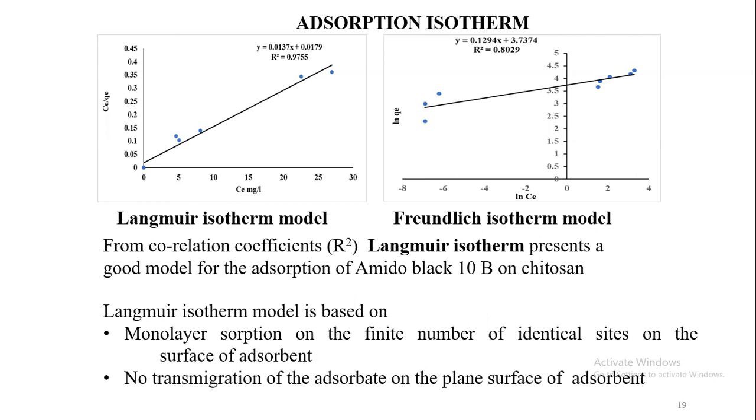From this we can say that biologically recovered chitosan can be used as a good adsorbent for the removal of amido-black 10B, and using this biopolymer we can remove a harmful azo dye from the environment. So this is an eco-friendly solution for the removal of dye from the environment.